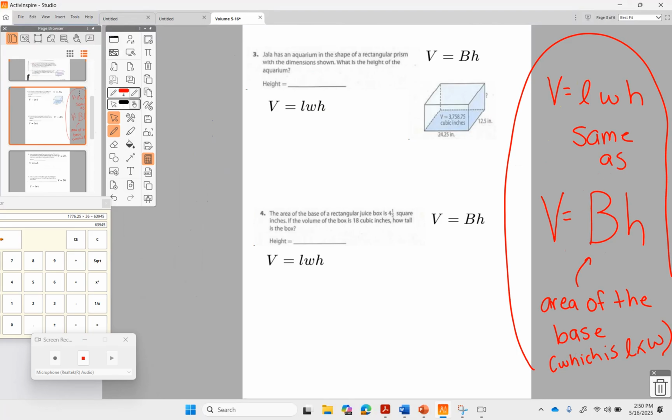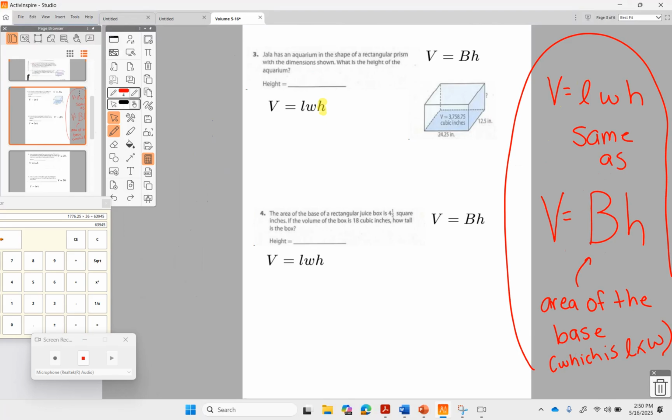Jala or Hala has an aquarium in the shape of a rectangular prism with the dimensions shown. What is the height? So in this case, we're not finding the volume, we're finding the height. Okay, so I have to use this formula. Okay?